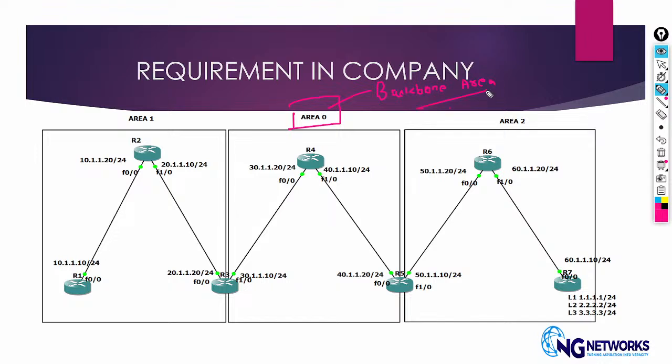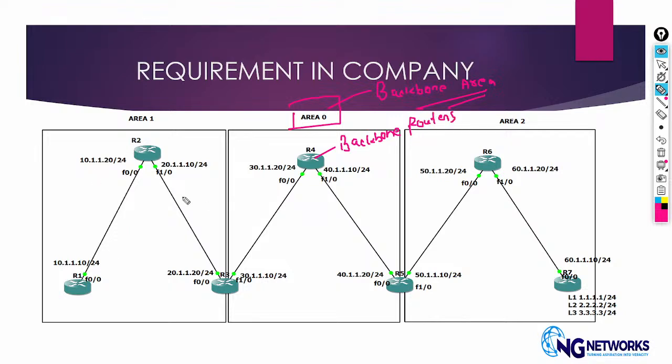If multiple areas exist, I have to take area 0, because without area 0, no other areas can communicate. Like our backbone, if the backbone is broken, we cannot stand up or sit down. Similarly, if the connection with the backbone area is broken, no other routers can communicate with each other. So it is very important. This is the backbone area, and the routers inside the backbone area will be known as backbone routers.